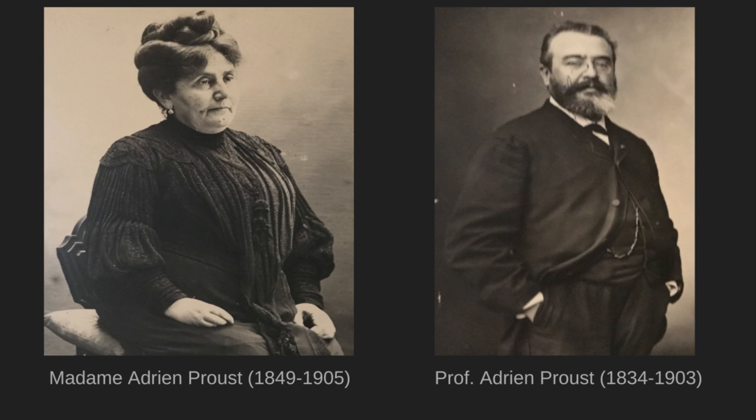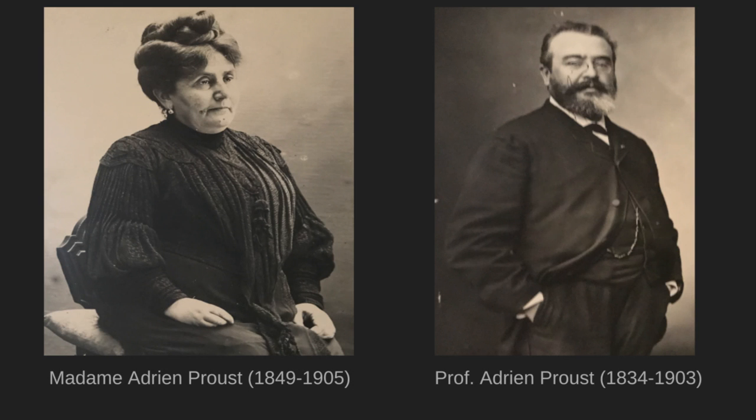Here you can see a picture of Madame Adrienne Proust, who lived from 1849 to 1905, and her husband, Professor Adrien Proust, who lived from 1834 to 1903. These were the parents of Marcel Proust. I took these photos at the home of Aunt Leonie that became the Proust family home in Illiers-Combray. I might note that the picture of Madame Proust was taken in the last year of her life. So she's much older than the mother that's being described in this narrative.